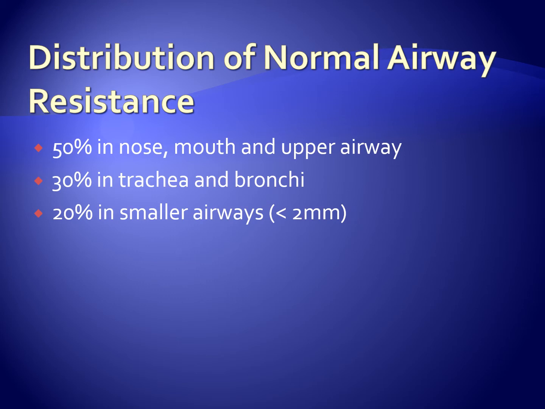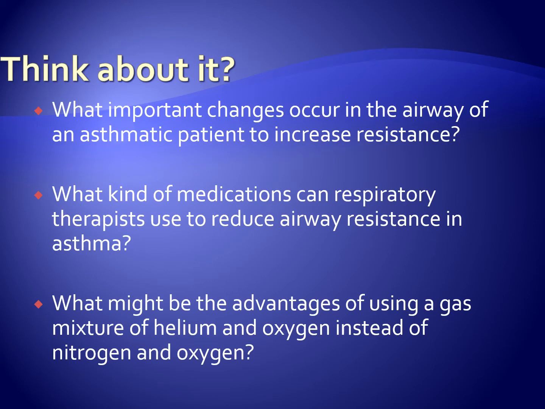30% of your resistance will come from your trachea and your bronchi, and then the last 20% will come from your smaller airways. So overall, that makes a difference when we're looking at big airways versus small airways, and why bypassing the upper airway might reduce how much their body has to work to breathe.